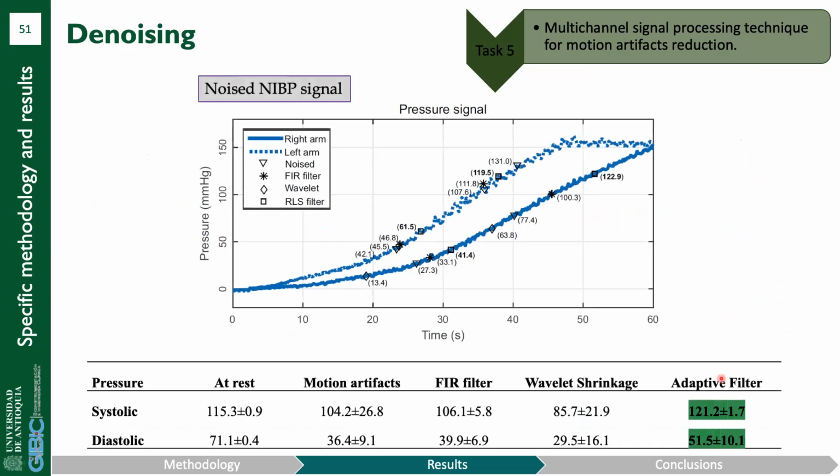In the case of the non-invasive blood pressure signal, we compare the measurement of the pressure of the patient at rest, the signal with motion artifacts, and applying three different methods: in one case, filters, wavelet shrinkage, and the method that we propose that is based on adaptive filters. And we found that our method presents a better approximation of the real signal, of the real information.